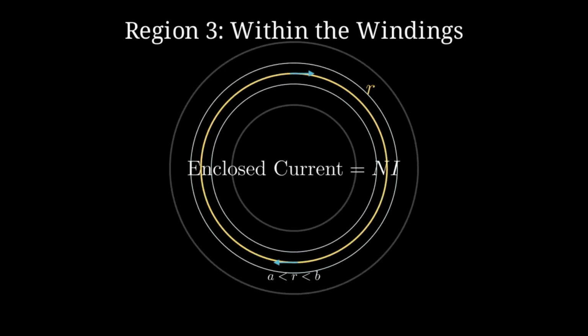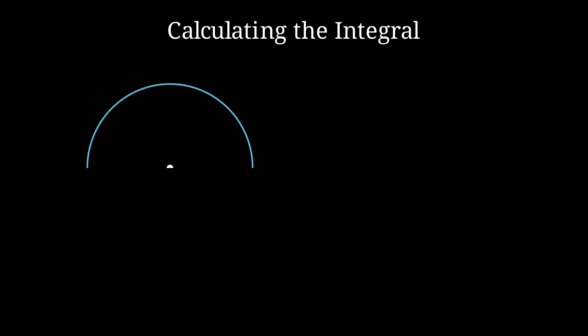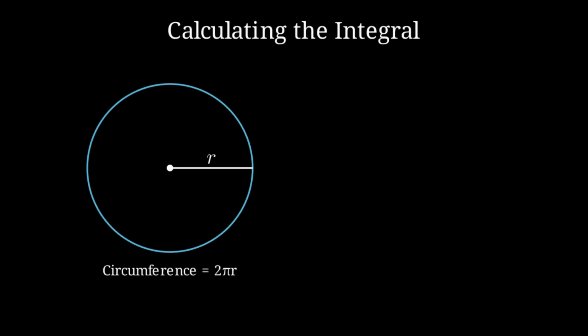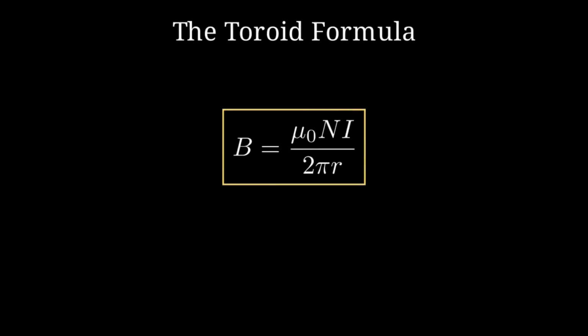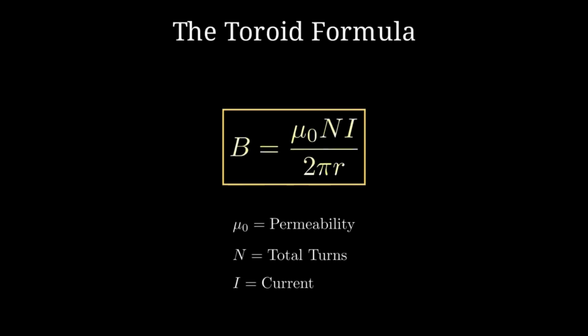Here, a circular loop of radius r encloses N turns of wire, each carrying current I, making the total enclosed current N times I. Due to the circular symmetry of the toroid, the magnetic field B is constant in magnitude along our circular path. The line integral of dl around the circle simply becomes the circumference, 2 pi r. By equating the two sides of Ampere's law, we find that the magnetic field B equals mu0 times N times I, divided by 2 pi r.